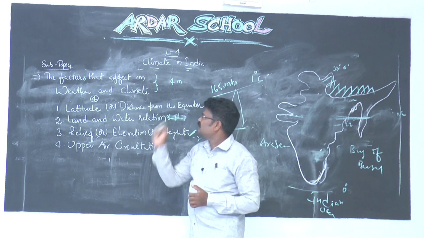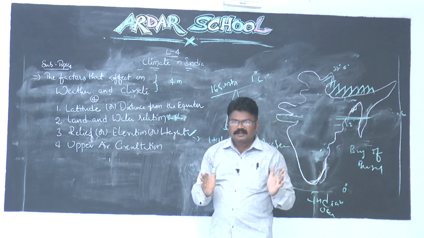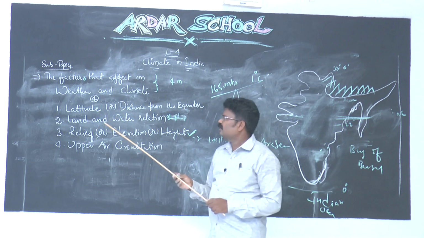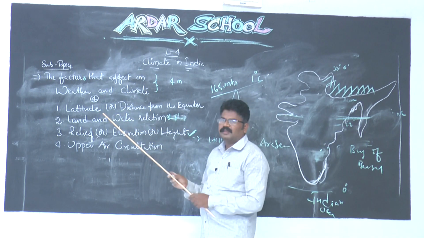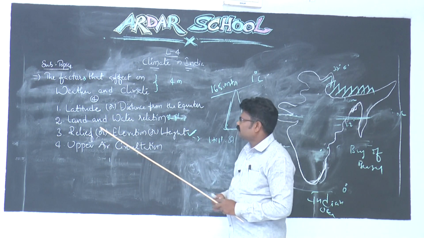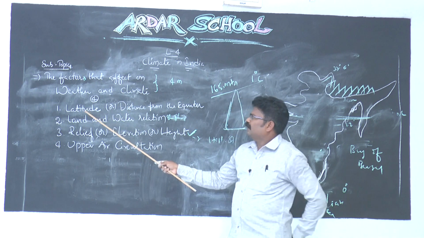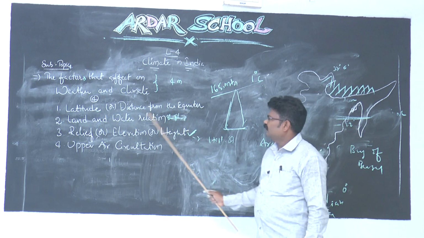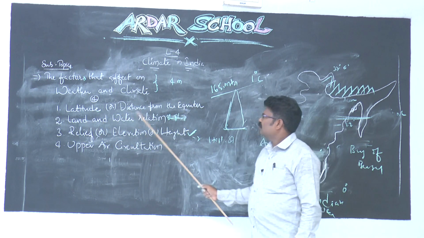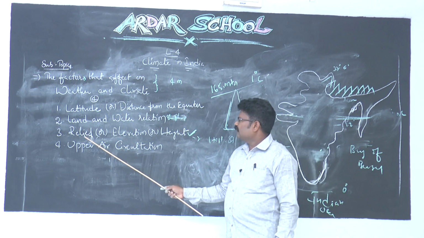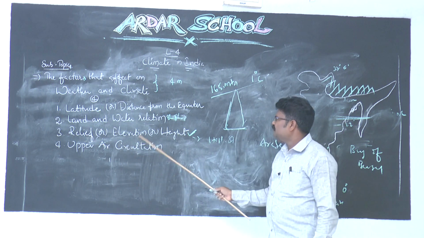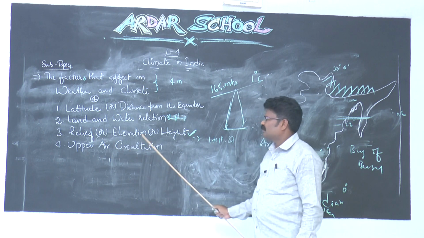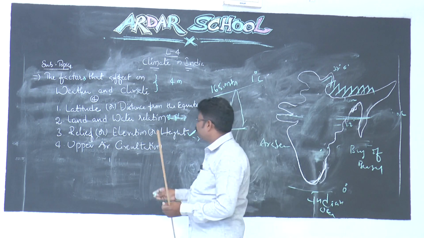It is also one of the factors that affect weather and climate. So far, what is that one? Yes. So, how many factors affect weather and climate? There are 4 important factors that affect weather and climate. Number 1, latitude or distance from the equator; 2, land and water relationship; third one, relief or elevation or height; and fourth one is upper air circulation. Upper air circulation is very important.